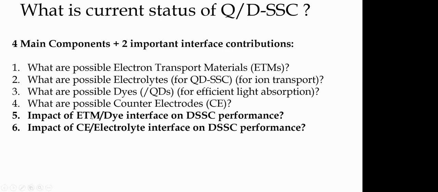Then we have two interfaces, electron transport material and dye. There we need to minimize the interface resistances and recombination to improve the performance. And at the counter electrode and electrolyte interfaces, there also you need to minimize the interface resistances and interface recombination of electrons coming from the external circuit, so that they reach the electrolyte rather than recombining at the interface as well.